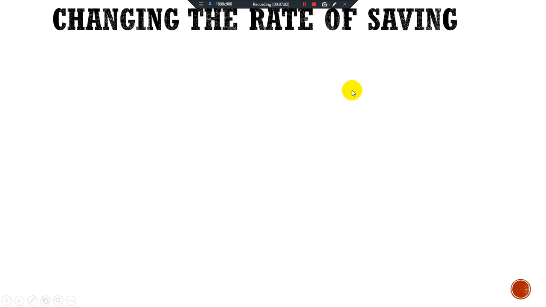Changing the rate of saving. The preceding calculations show that to move the US economy towards the golden rule steady state, policymakers should increase national saving. But how can they do that?